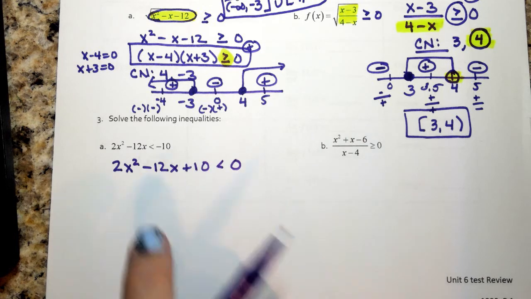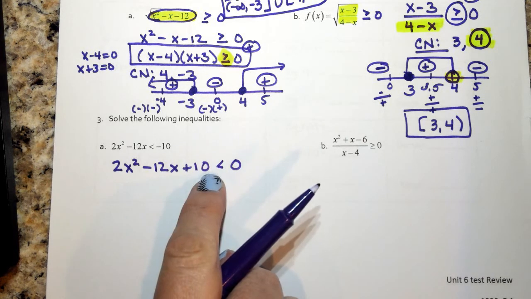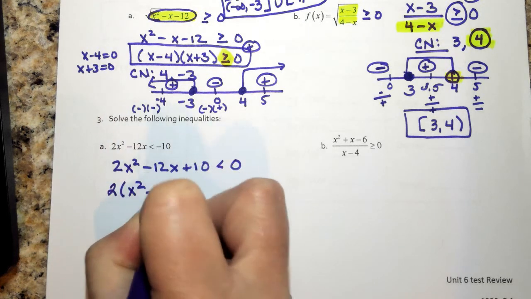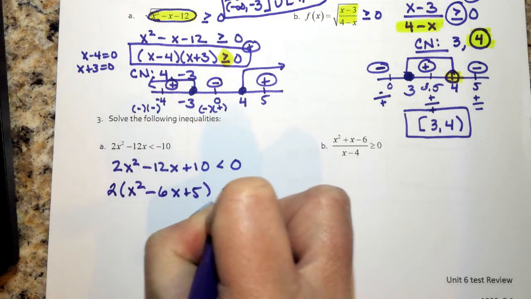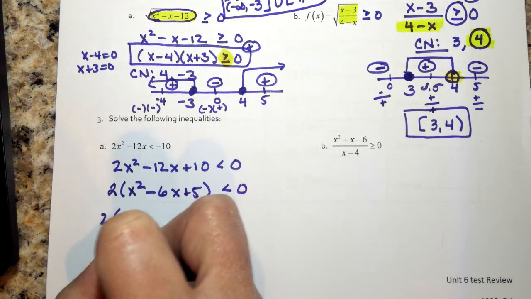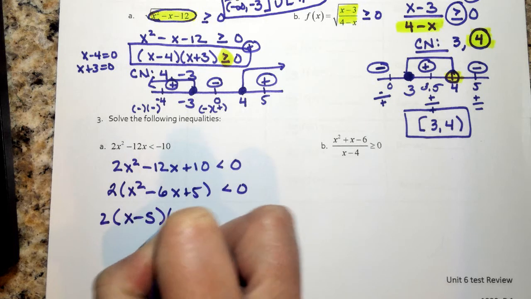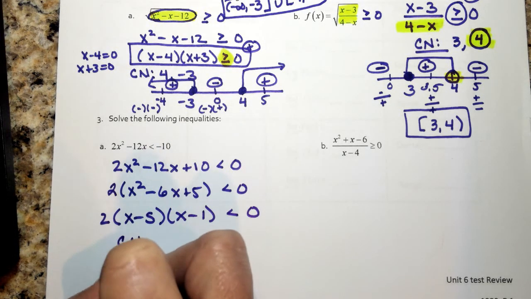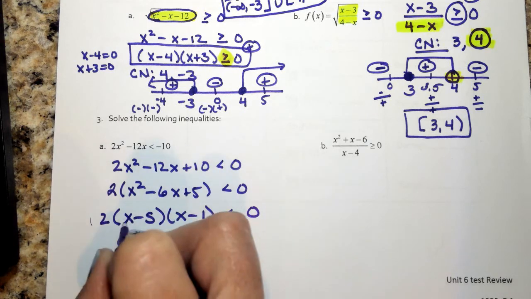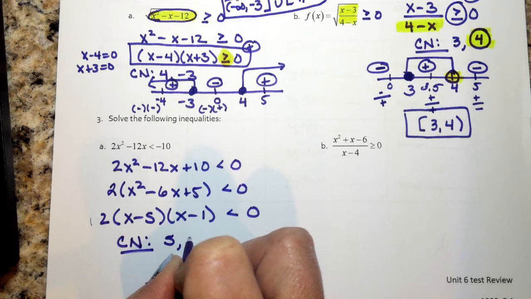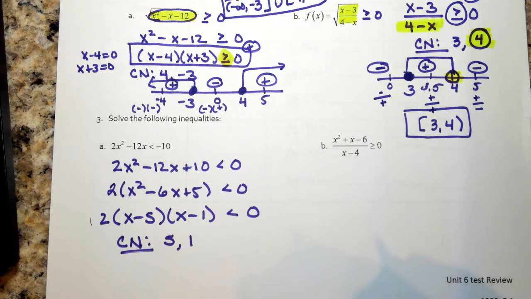So again, what you want to do is factor. There is a GCF I can pull out, so I'm going to pull out that 2. And I can factor x squared minus 6x plus 5 into x minus 5 times x minus 1. So my critical numbers, again, the 2 is just a constant. I set x minus 5 equal to 0, so that's going to give me a 5. Setting x minus 1 equal to 0 gives me 1.